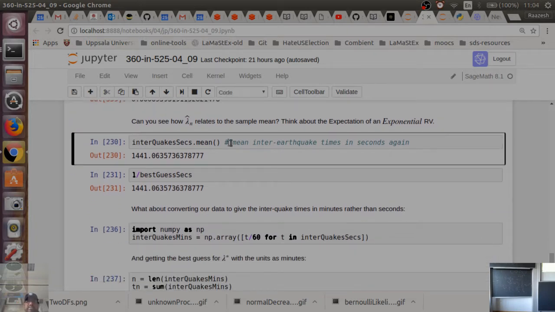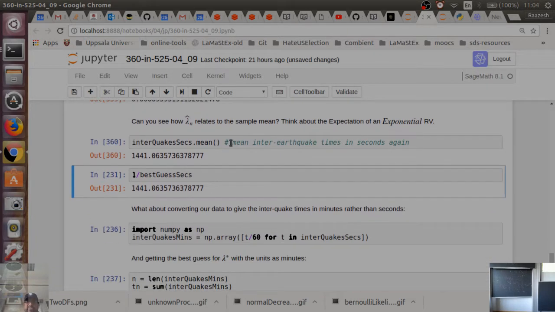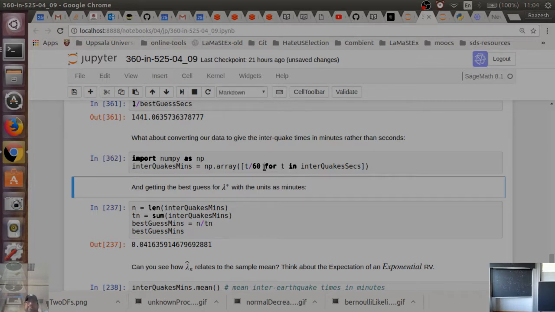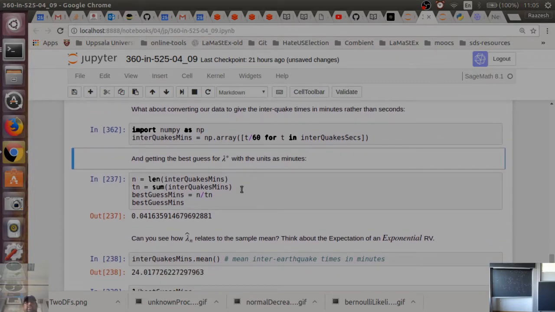So this is our minutes, and this is the number of seconds. When we take this as our point estimate, we're calling it our best guess in seconds. So 1 over best guess secs is the same as the sample mean, because all we did is invert the sample mean for our estimator. This one is also very simple, like the Bernoulli, which is the mean itself, and this one is the inverse of the mean. Now I'm dividing it by 60, because I want it in minutes instead of seconds. So we call this interquakes mins.